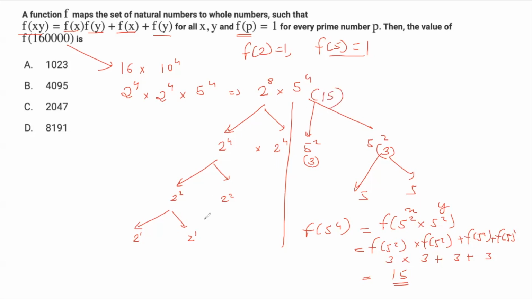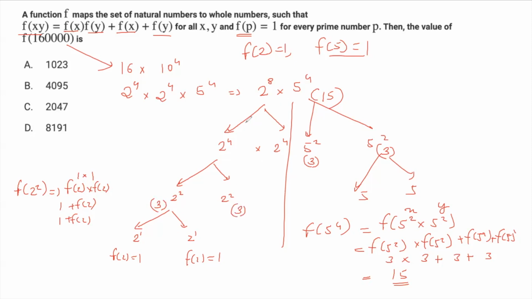Now same logic we can apply for 2 raised to 8 also, guys. 2 raised to 1 and 2 raised to 1 both will basically be f of 2 is equal to 1 and f of 2 is equal to 1. Using this, we can calculate f of 2 square, the same logic that we have used for f of 5 square. It is nothing but f of 2 into f of 2 plus f of 2 plus f of 2. We already know f of 2 is also 1. So 1 into 1 plus 1 plus 1 is also 3. So f of 2 square is worth 3, and here also we have f of 2 square is 3.